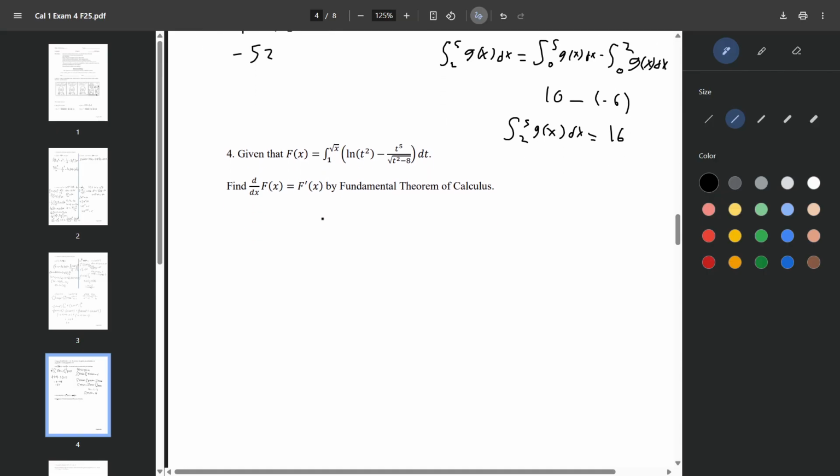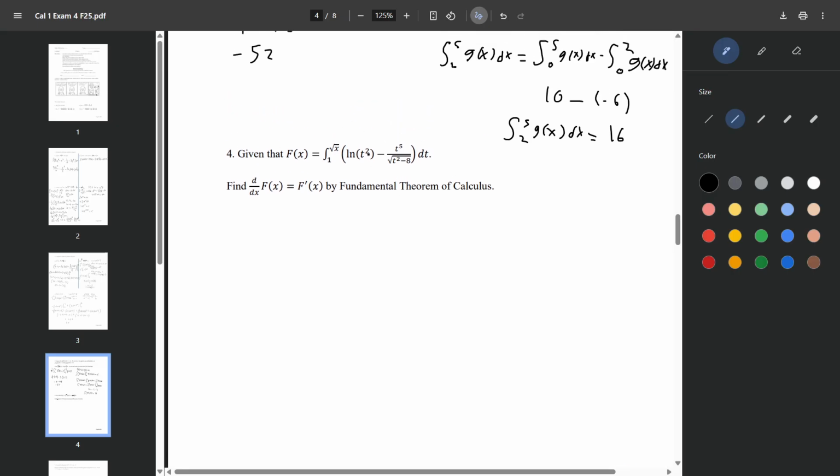And next one is question 4. Given that F(x) equals the integral from 1 to root x of ln(t squared minus t to the 5th) over root(t squared minus 8) dt, find d/dx of F(x), which equals F prime of x, by the fundamental theorem of calculus.